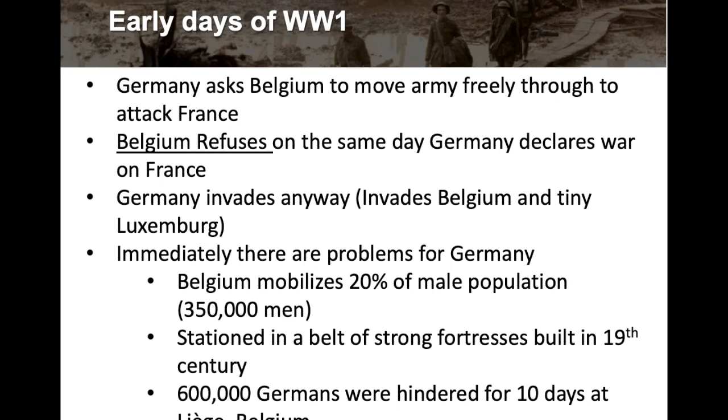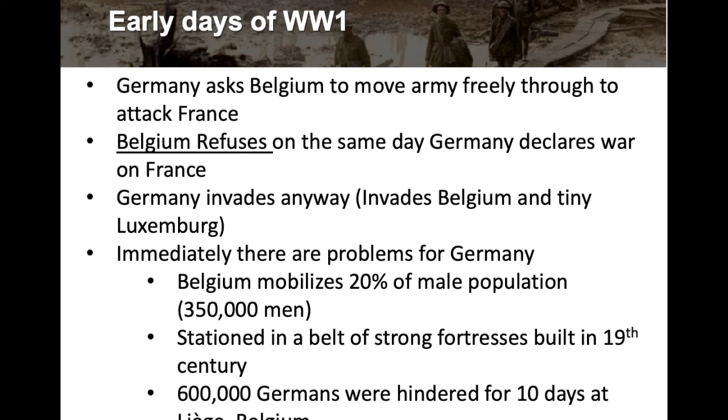Early days of World War I. Germany asks Belgium to move their army freely through Belgium to attack France. Belgium refuses. They refuse on the very same day that Germany declares war on France. So Germany had talked to Belgium before the declaration of war, and they gave them a time period. They gave them an ultimatum. You have like 24 hours to do this. Belgium refuses. Germany doesn't care. Germany invades anyway. They go into Belgium and they go into tiny Luxembourg, and they're going on their way to France.